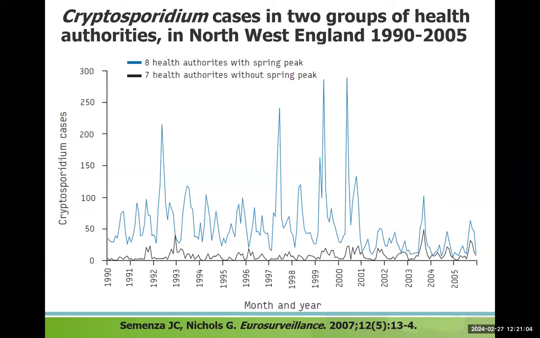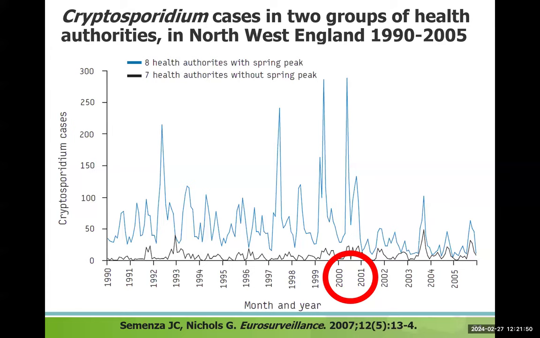This is data from Northwest England, and these peaks here correspond to cryptosporidium cases in two different authorities, an authority with spring peaks and one without. And it turns out that in 2000, new water regulations were implemented in Northwest England in those health authorities where they saw these spring outbreaks. And because they implemented filtration and UV irradiation of the water, they were able to eliminate these spring peaks that were obviously associated with extreme rain events that contaminated the water distribution system that led to these cryptosporidium outbreaks.